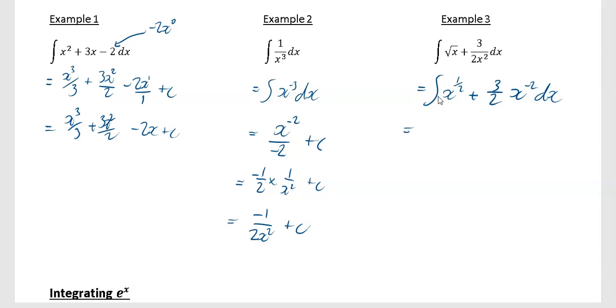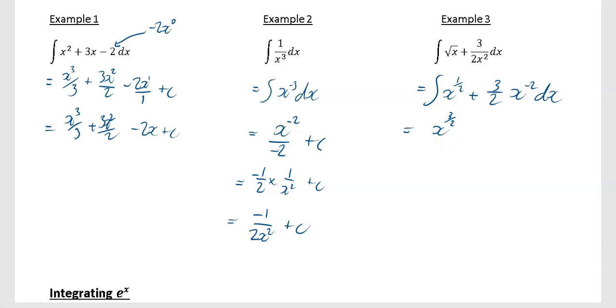Okay, when you're integrating with respect to x, you're raising the power by 1, it's a half. Half plus 1 is 1.5. Don't write it as a decimal. Write it as an improper fraction, 3 over 2. The reason for this is it makes it an awful lot easier when you then divide by the power. So dividing by 3 over 2 is the same as multiplying by 2 over 3.